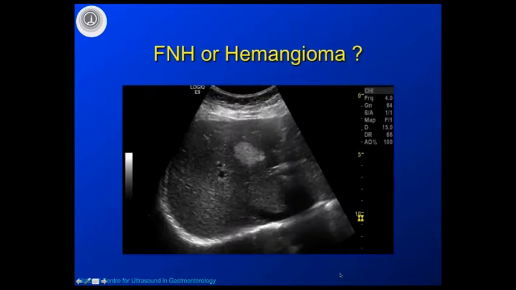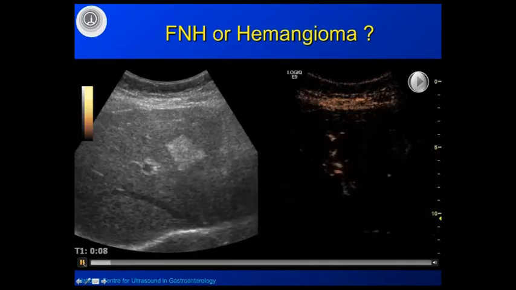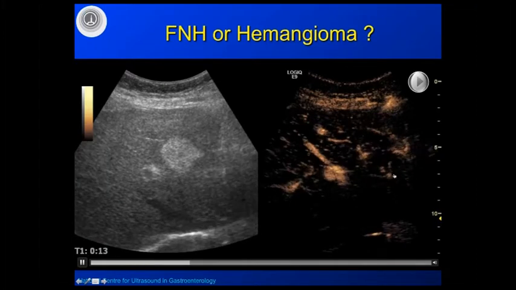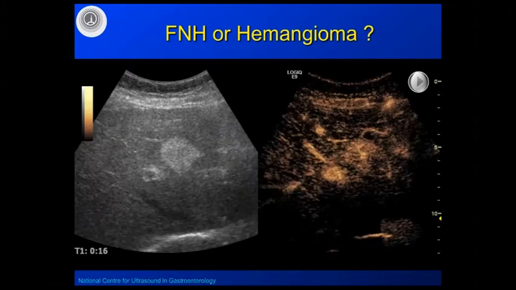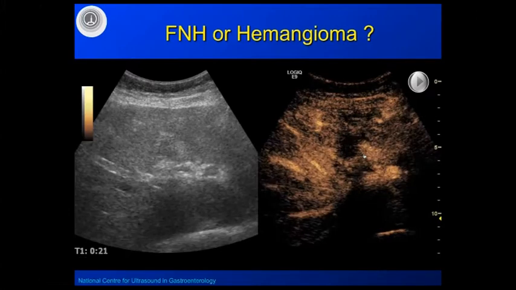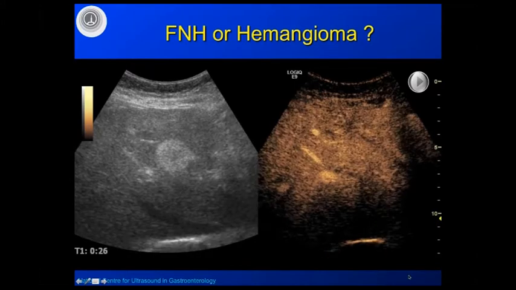So one question for you: is this an FNH or a hemangioma? Maybe you think that this is resembling a hemangioma due to its sharp borders and the very hyperechogenic appearance. So we use contrast-enhanced ultrasound to see if we can distinguish what this is. Look in this area here. And actually there was a central artery and there was a radiation from center to periphery of the tumor, indicating clearly that this is not a hemangioma but rather an FNH.